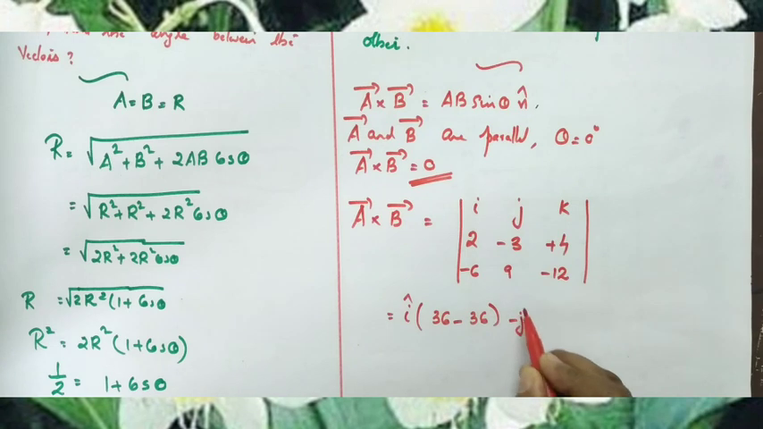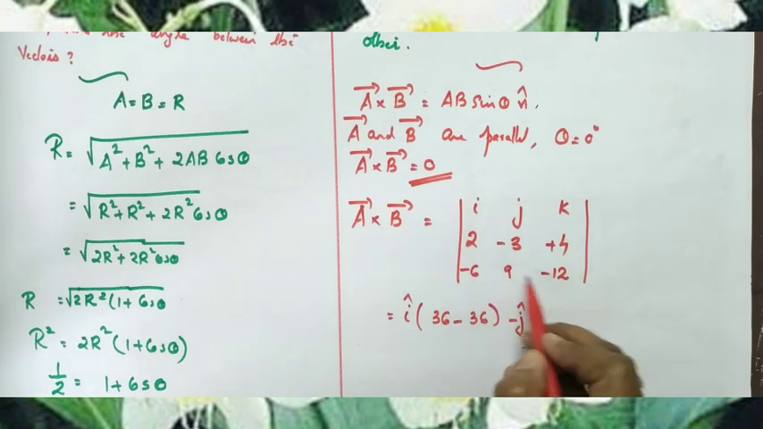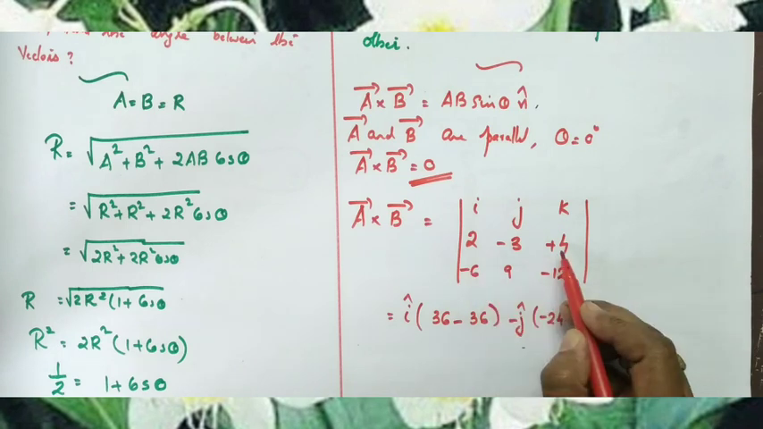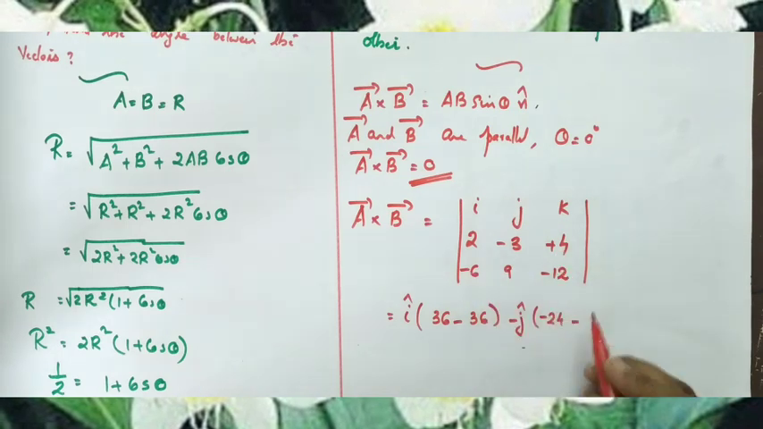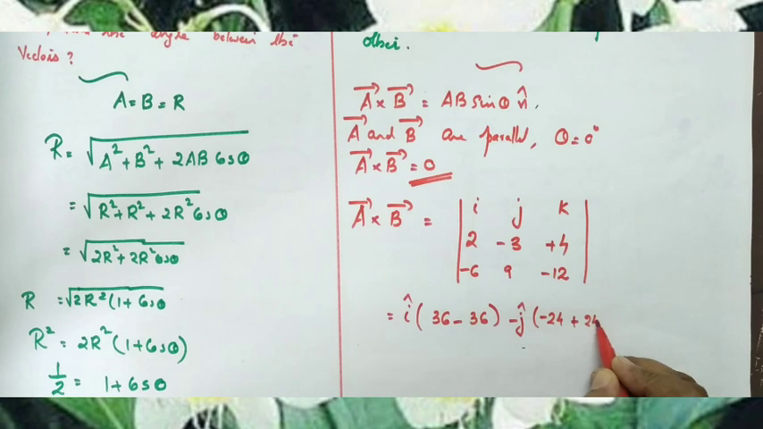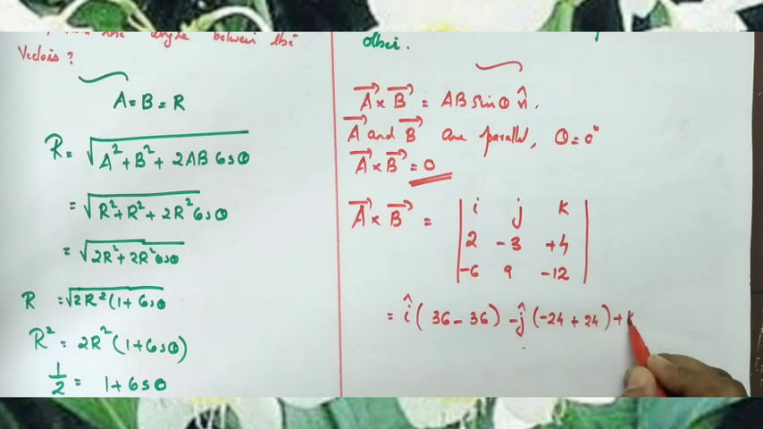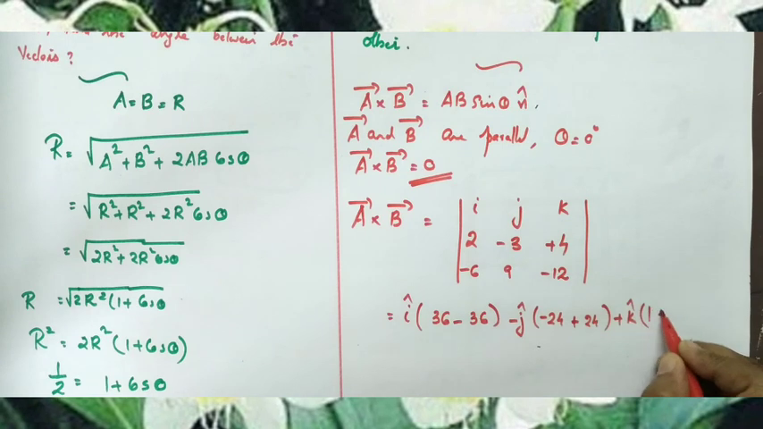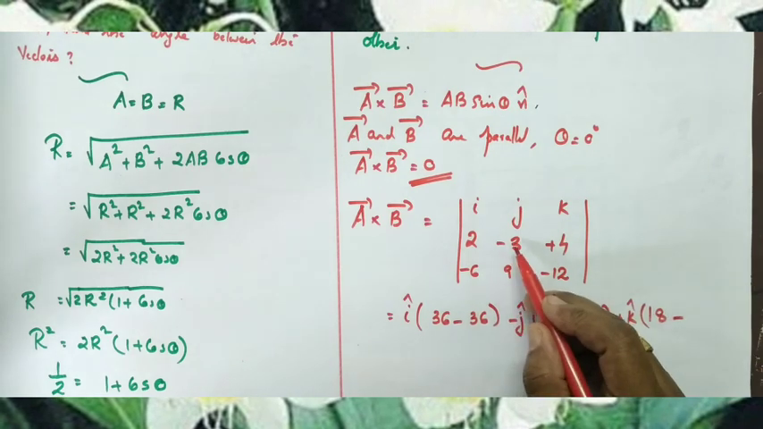Then the second term: minus j into 12 into 2, 24, then minus 6 into 4, here it is minus 24. Therefore here it becomes plus 24. Then the third term: plus k into 9 into 2, 18, minus 6 into 3, 18.